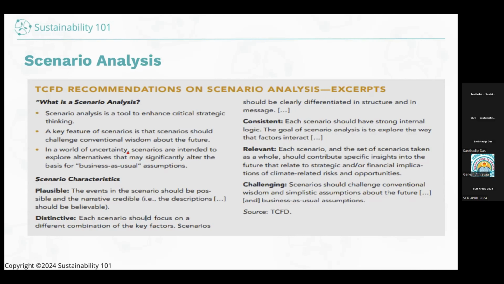But there are conditions and characteristics for which the scenarios need to be made. First of all, they should be possible, which means they should be believable. They should be realistic. You can't have a target that, okay, I want to be the CEO of the company next year. If you have joined a company as a management trainee, your scenario can't be that you become the CEO in the next 3 4 years. That's not believable and possible, right?